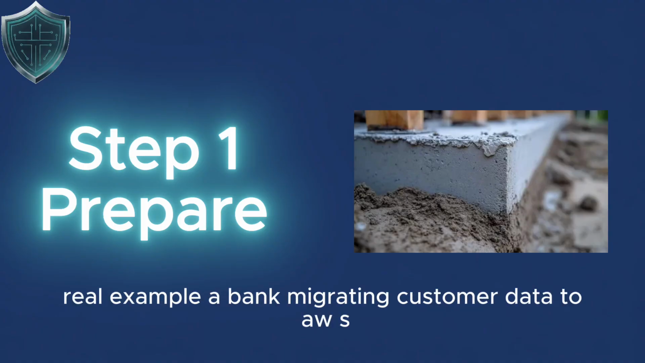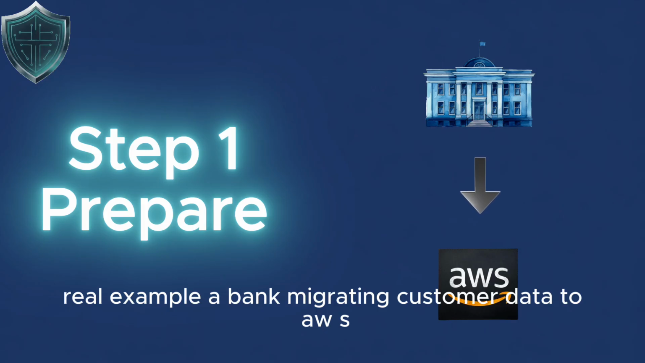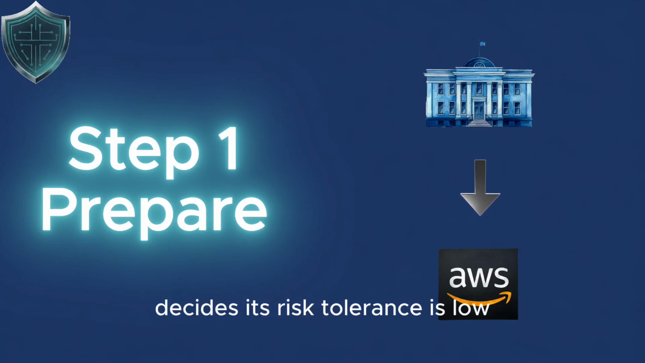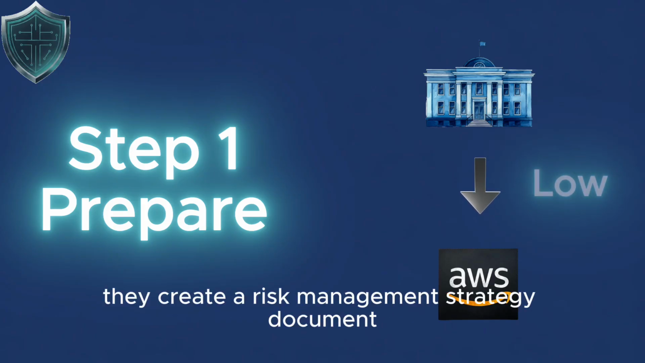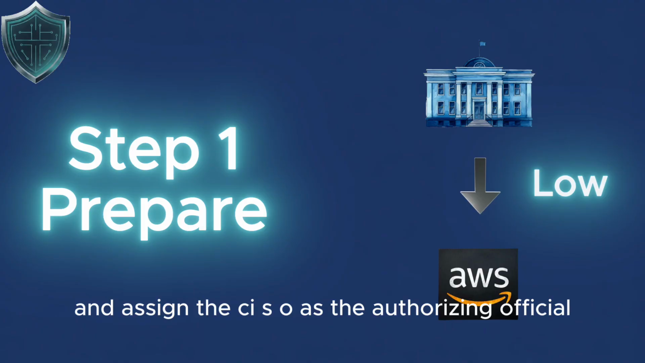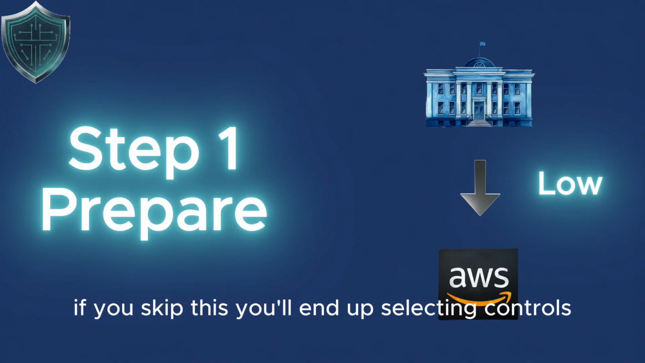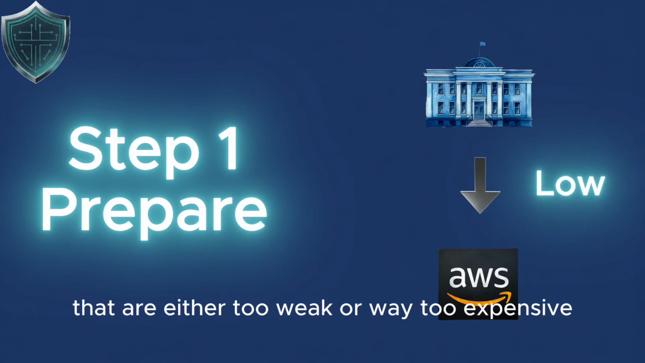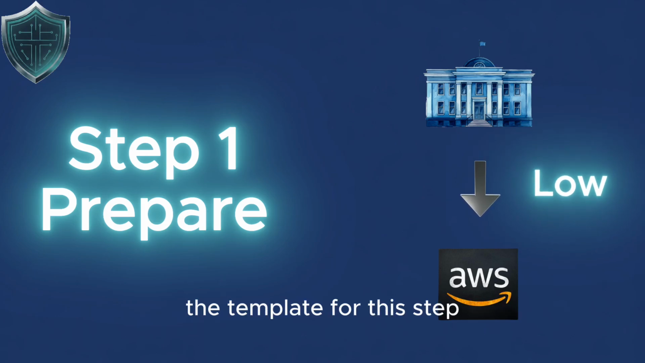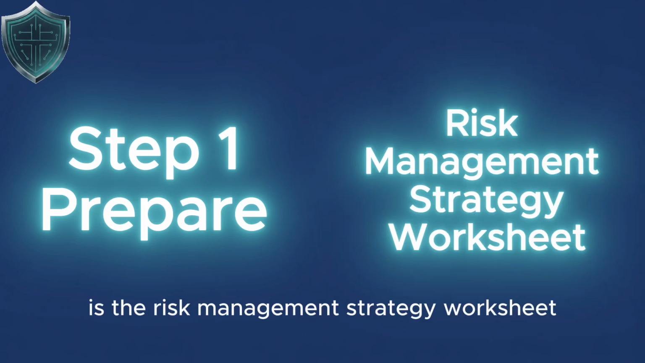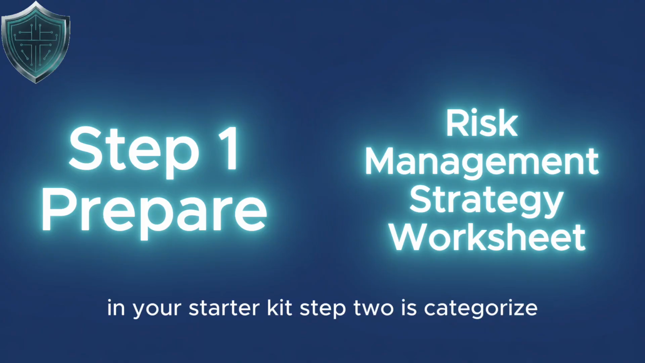Real example, a bank migrating customer data to AWS decides its risk tolerance is low for confidentiality. They create a risk management strategy document and assign the CISO as the authorizing official. If you skip this, you'll end up selecting controls that are either too weak or way too expensive. The template for this step is the Risk Management Strategy Worksheet in your starter kit.